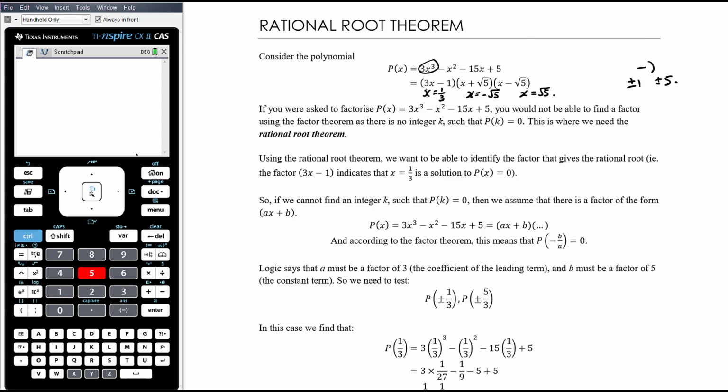So once we've exhausted all the integer options, we've tried plus minus 1 and plus minus 5, and we know there are no integers that will make the polynomial equal to 0, we then want to start to think about rational numbers, i.e. fractions. Perhaps there isn't a factor of the form x minus an integer. There's x minus a third, but not x minus an integer. But maybe there's a factor of the form ax plus or minus b, which would give a rational factor, or a rational solution. So we want to now start to think about that.